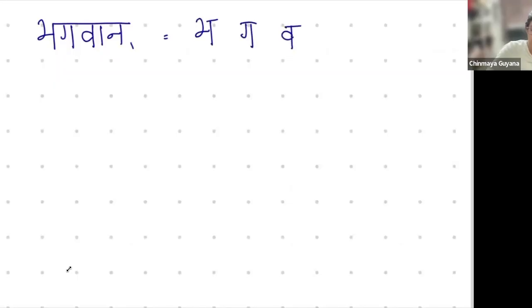Another really important thing we talked about connected to this point of halant is when you have a word like Bhagavan, and I ask you to break up all the sounds in this word. The correct answer is not bha, ga, va, a. No, this is wrong. How many mistakes can you spot in this answer?